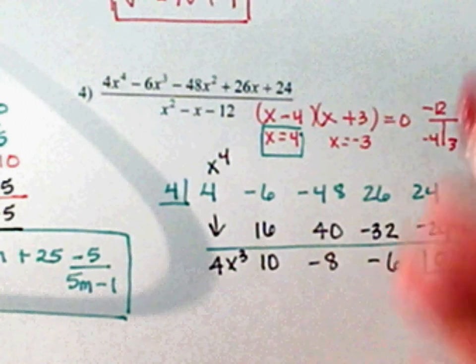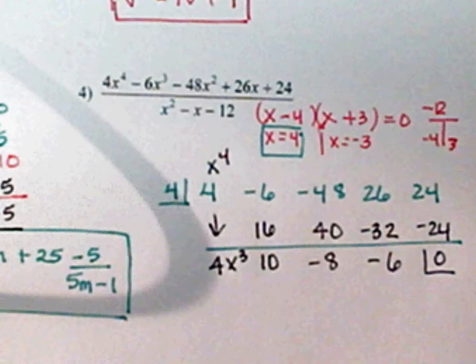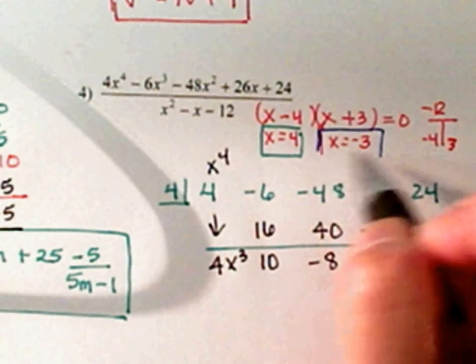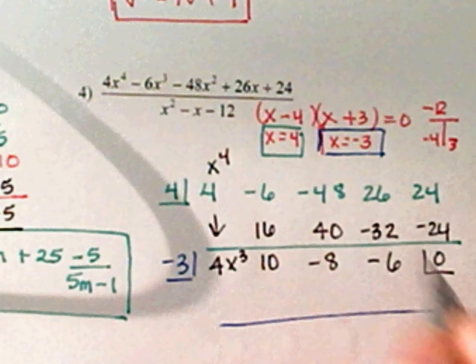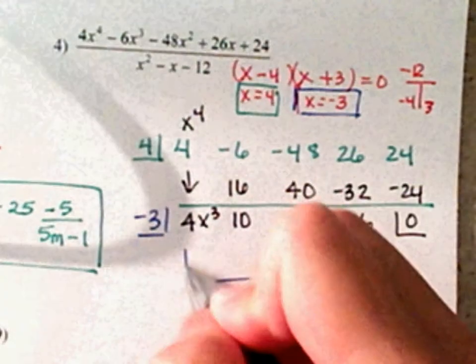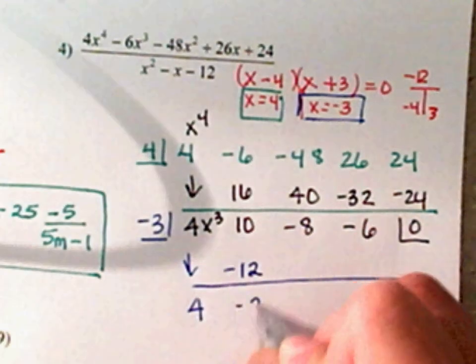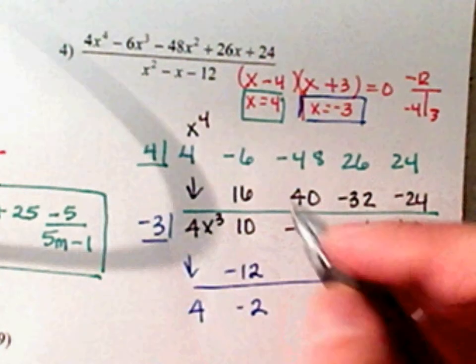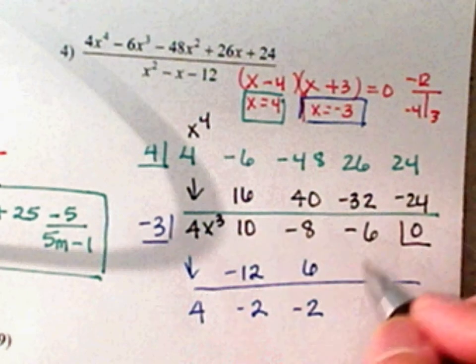Now we're going to use the other root. So we're going to divide by negative 3. Don't redo it. Continue from there. Bring down your 4. 4 times negative 3 is negative 12. That leaves you negative 2. Negative 2 times negative 3 is 6. That leaves you negative 2. Negative 2 times negative 3 is 6, with a remainder of 0.